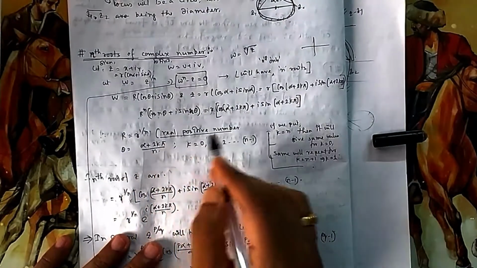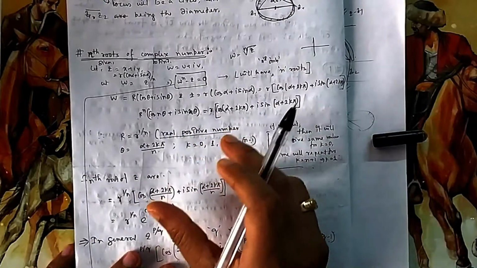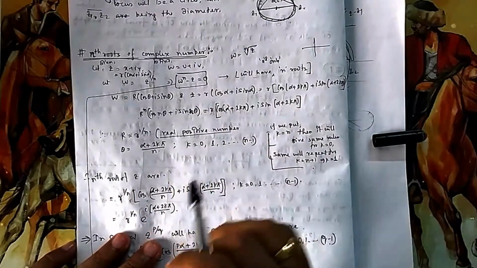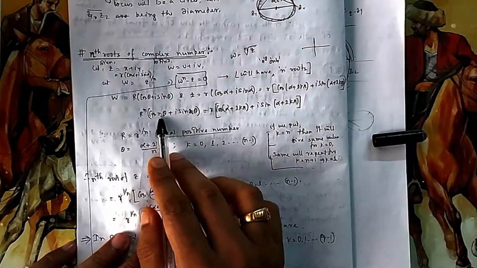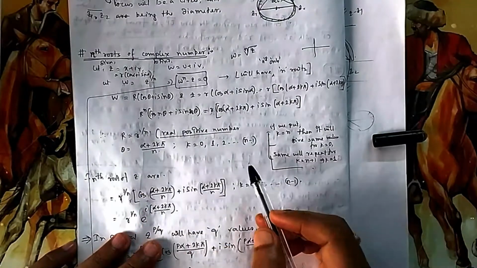But you have to be very careful. This has to be a real positive number because r, that is the magnitude or modulus, is not negative, and it cannot be imaginary, it should be a real number. And if you compare the angles, n theta should be equal to this. So your theta should be equal to this. So this is your theta.